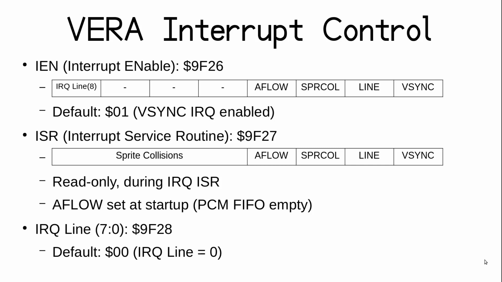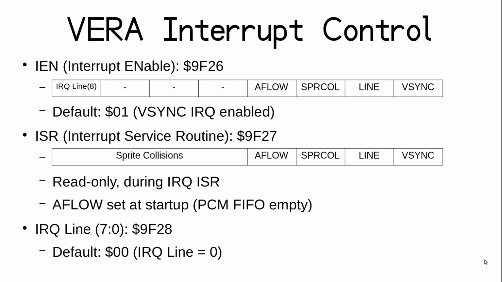When the IRQ interrupt service routine is actually executing, the ISR register at hex 9F27 will be set to indicate what caused the IRQ. For VSync, bit 0 will be set, so you know that this IRQ happened exactly 1/60th of a second since the last time it was set. You will also see that AFLOW will be set unless the PCM audio FIFO is more than a quarter full. We'll get into what that means in a later video.